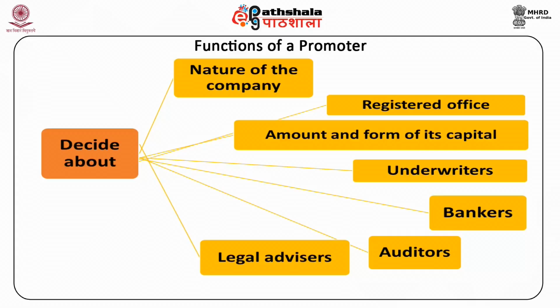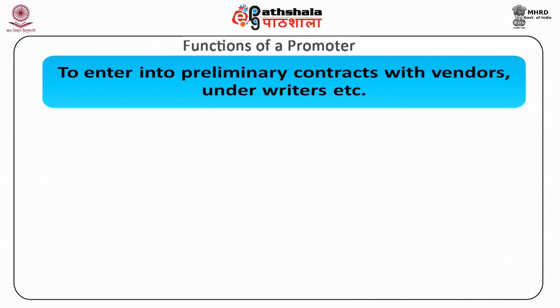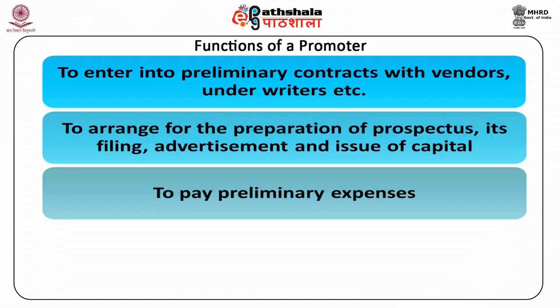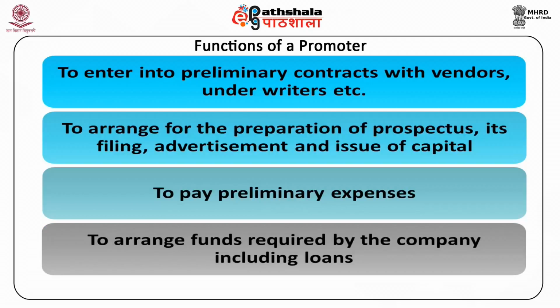6. To get the Memorandum of Association and Articles of Association drafted and printed. 7. To enter into preliminary contracts with vendors, underwriters, etc. 8. To arrange for the preparation of prospectus, its filing, advertisement, and issue of capital. 9. To pay preliminary expenses. 10. To arrange funds required by the company, including loans.